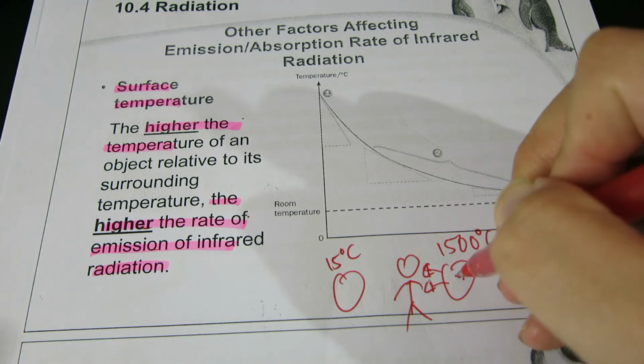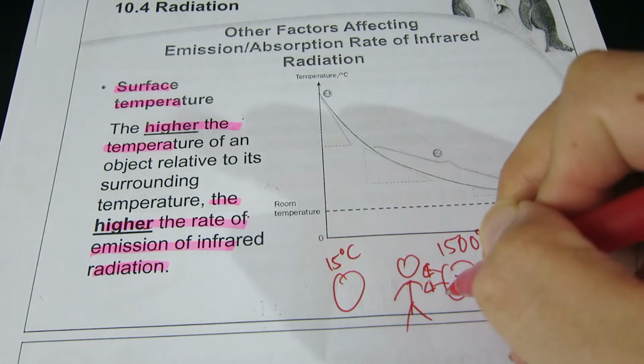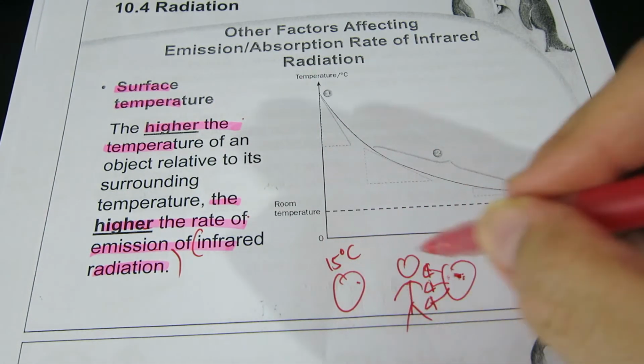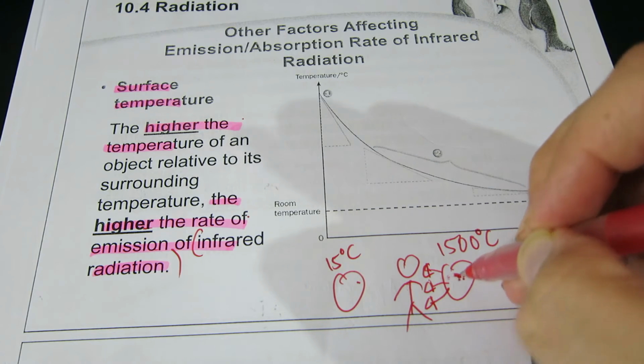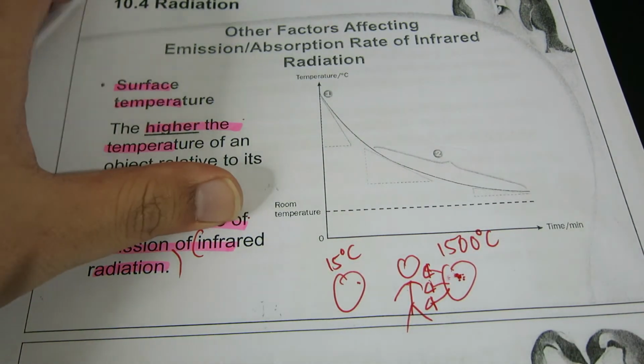The reason why you feel the heat on your face is because it's actually radiating a lot more infrared radiation compared to the 15 degrees Celsius object, by virtue of its higher temperature. Alright, so these are relationships that you need to remember.